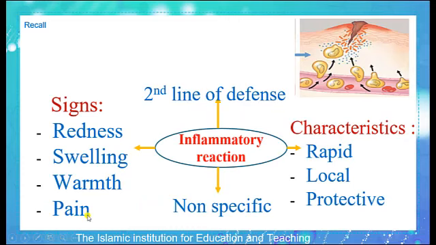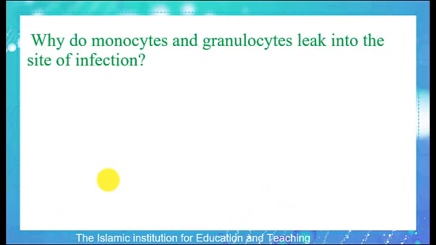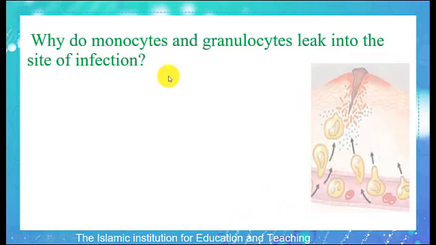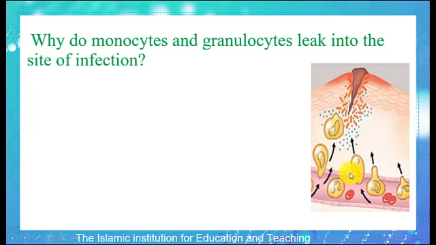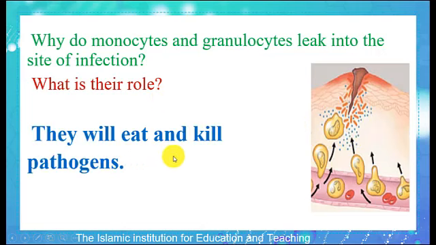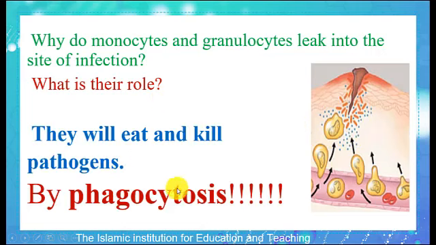After infection, some cells that are monocytes and granulocytes leak into the site of infection. But what is their role? They will eat and kill pathogens by phagocytosis. But what's phagocytosis? Let's watch a video to explain phagocytosis, its role, and way of action.